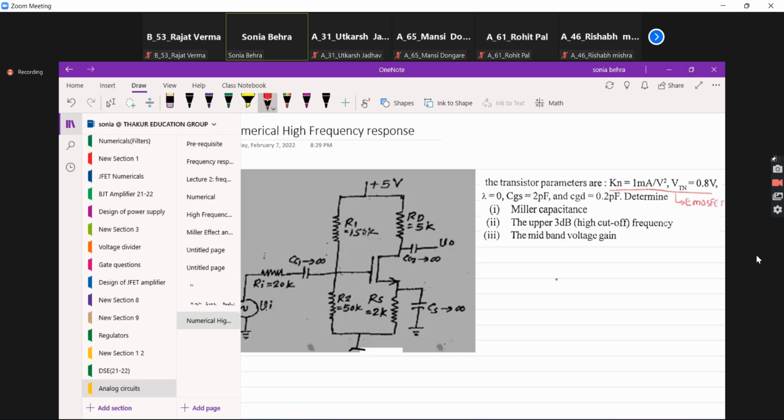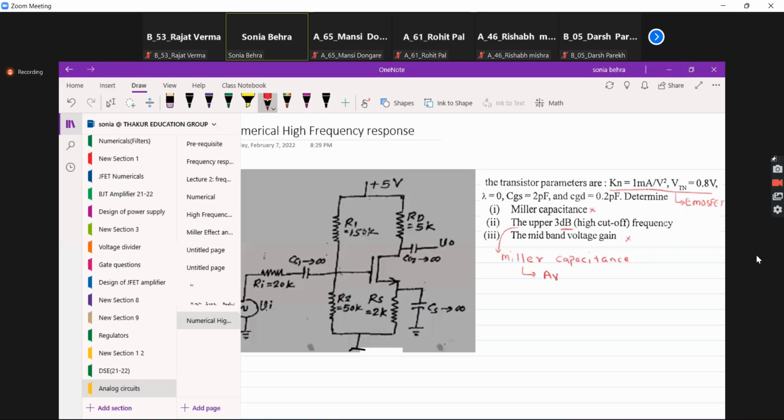First thing. Now you have to start your analysis. They have asked you to determine Miller capacitance, the upper 3 dB cutoff frequency, and the mid band voltage gain. Even if the question doesn't ask for Miller capacitance or mid band gain, and only says 3 dB, you still have to find your Miller capacitance, because to find the high cutoff frequency you should know the Miller capacitance. And to find the Miller capacitance, you have to find the voltage gain, so AV also you have to find out.